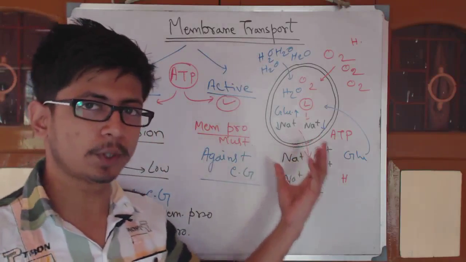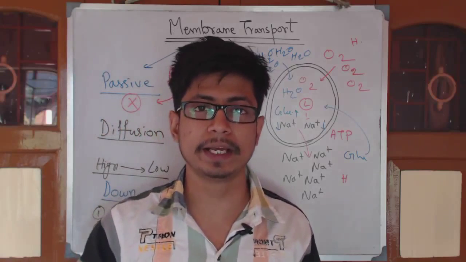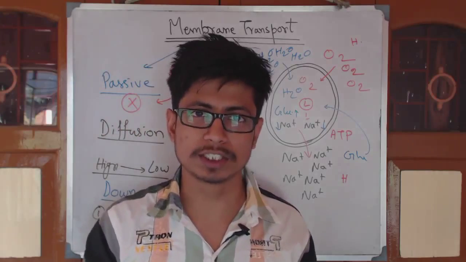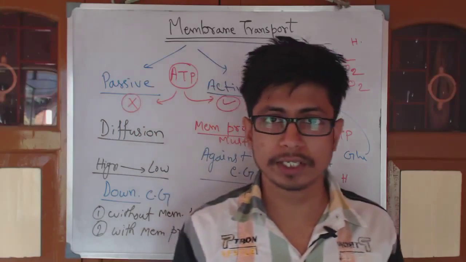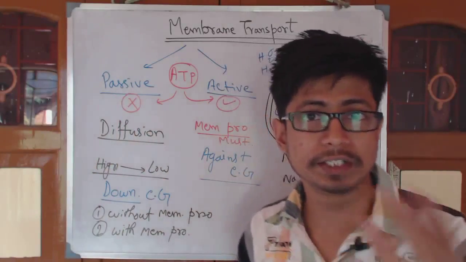Membrane transport is a very important process with which a cell membrane can take up certain molecules from outside and also release other toxic materials outside. Now there are two major types of transport: active transport and passive transport. Now what is the difference?